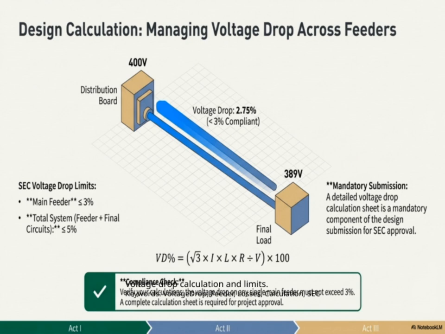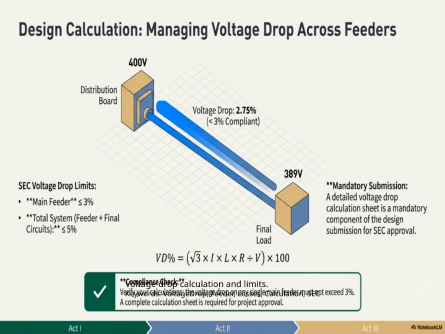Staying within these limits is paramount to maintaining system stability and protecting equipment. Overall, by properly calculating and adhering to voltage drop limits, we can optimize our power distribution, improve efficiency, and ensure safety across the entire electrical network.